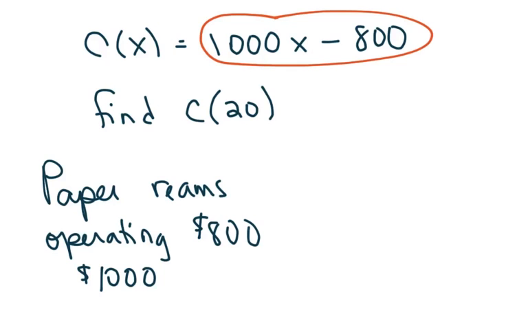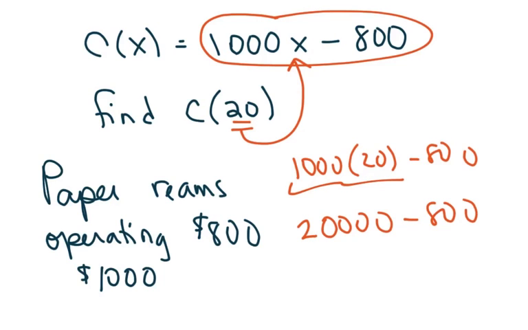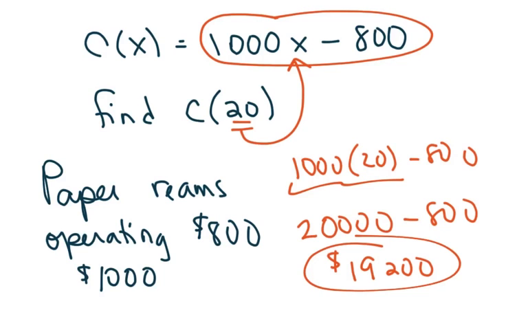We want to find C of 20. How much money do I want to make if I make 20 reams? You would plug 20 in for x. And 1,000 times 20 minus 800. 1,000 times 20 is 20,000. And 20,000 minus 800 is 19,200. So again, I realize it is not the most reasonable of problems, but in the real world, when we're trying to figure out how much money we're going to make after we subtract our operating costs, it turns out it's really just a function notation problem.